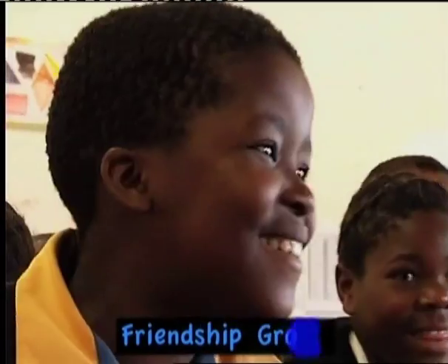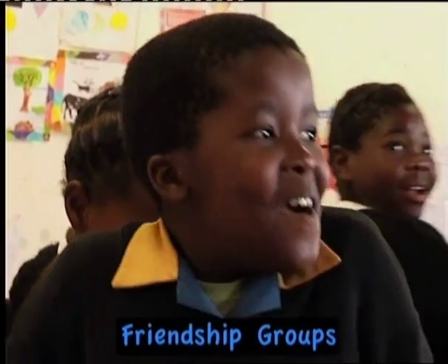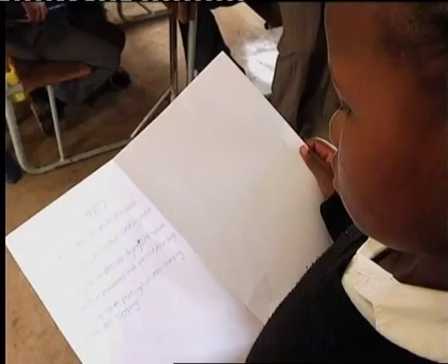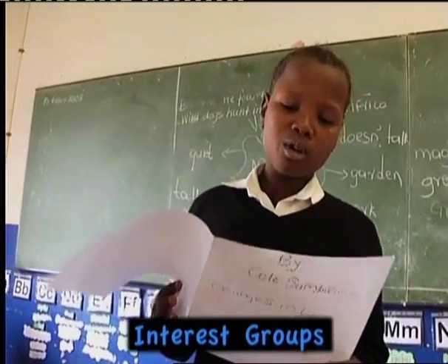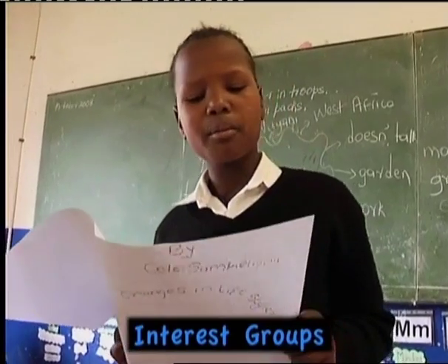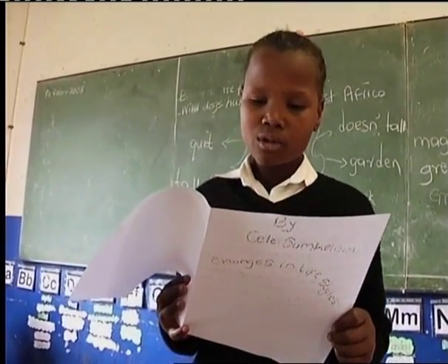And sometimes I even let learners choose who they want to work with, friendship groups, or what topic they want to work on, interest groups. Ruth goes shopping. When Ruth goes to town, she sees 10 people talking, 9 cars walking.